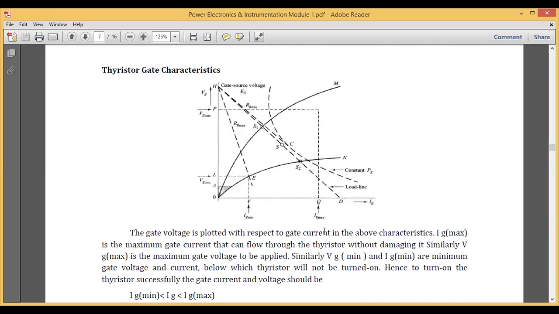Again, we can go and study how to turn on the SCR. We have just seen the gate characteristics of SCR, but how to apply the gate current, how to turn on the gate current, what are the various mechanisms to turn on the SCR, those things can be studied in the next video lectures. So with this I will conclude today's topic, the gate characteristics of SCR.